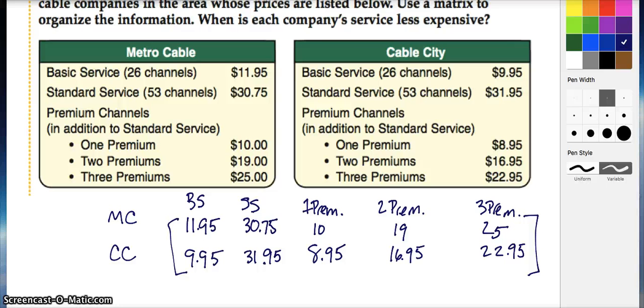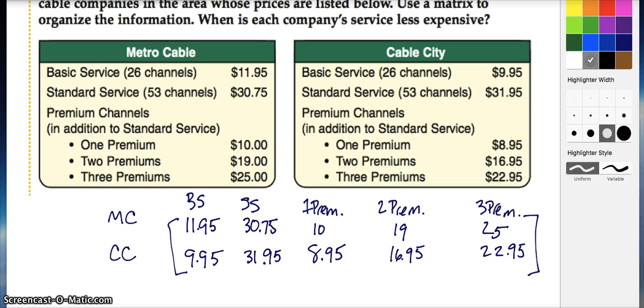So basic service, here's the two different prices. Standard service, one premium channel versus two versus three premium channels are represented here. This is basically all we need to do to make this matrix. Now we can use this information to quickly determine whose prices are better in each category.